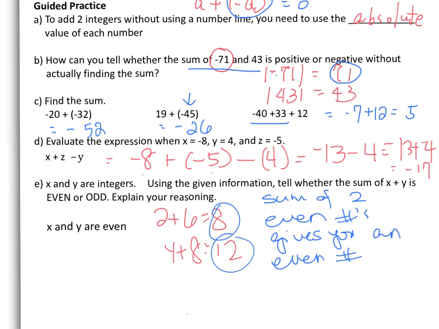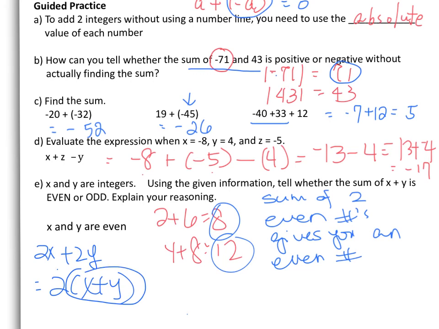To solve this algebraically, we can double x. We can double y. And this will give us 2x plus 2y. Any number multiplied by 2 will naturally give you an even number. Therefore, it brings us to the same conclusion.